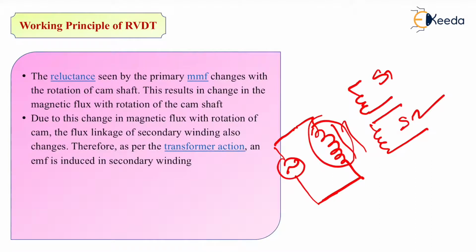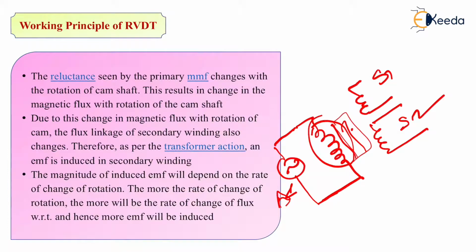When the primary winding is excited with the AC source, there is a production of magnetic flux, and there is a shaft between the primary and the secondary windings. When this shaft is rotating between these two windings, what is happening? The EMF is induced in S1 and S2 due to transformer action. And the magnitude of the induced EMF will depend upon the rate of change of rotation.